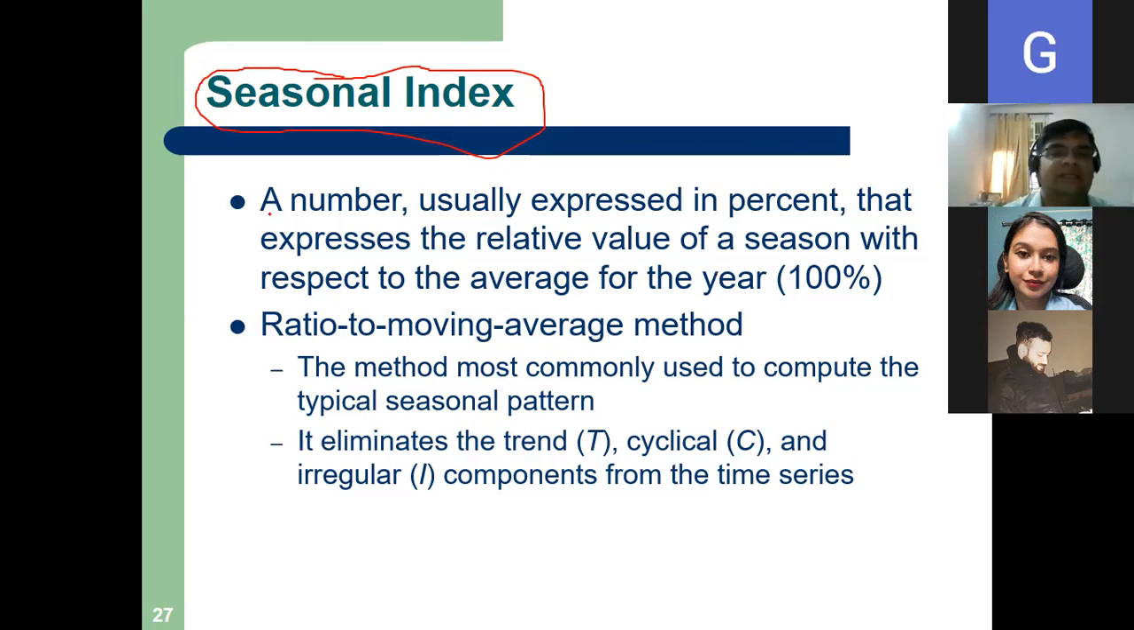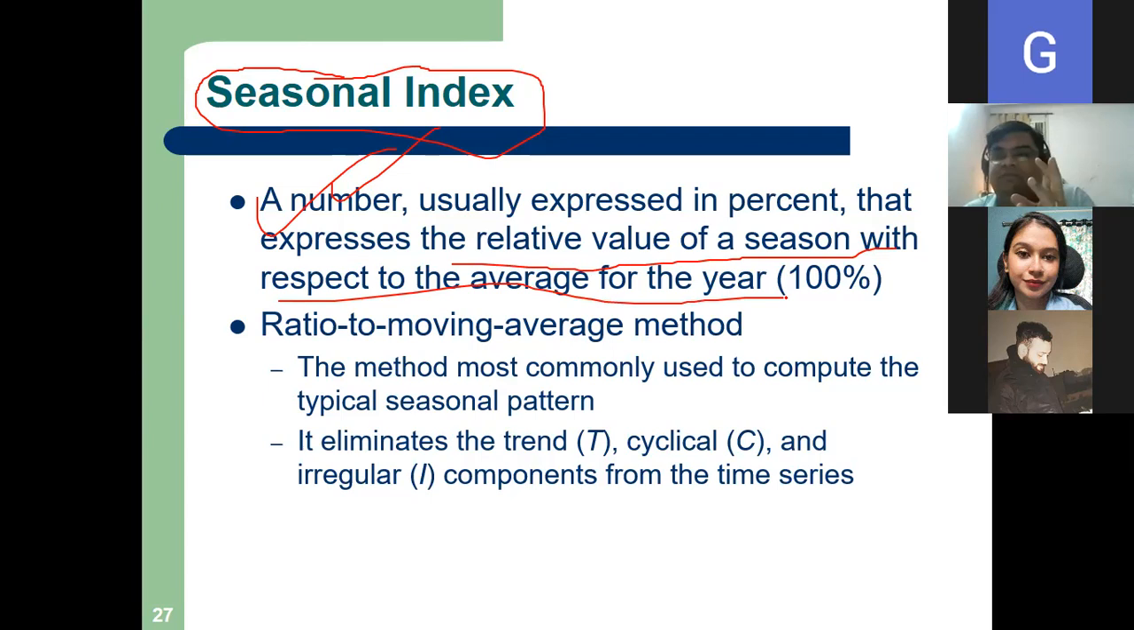So what is a seasonal index? Seasonal index is a number, usually expressed in percentage, that expresses the relative value of a season with respect to the average for the year. So we take any average, and then with respect to that average, we see all the 12 months' variation. This is called the seasonal index. Okay. Now, how do we calculate this?